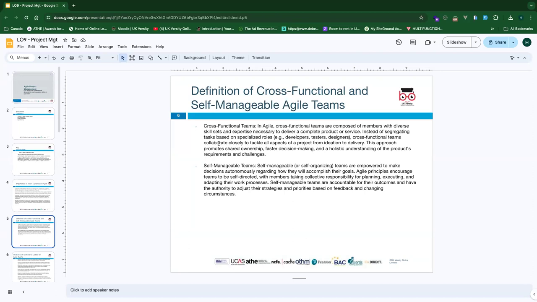So in this definition, everybody comes together. Either you're a developer, a tester, or a designer, you don't talk about that. Everybody collaborates closely, and then they work on the problem. So a developer can also be a tester, and the tester can also be a designer. Everybody comes together to work on that project. This approach promotes shared ownership, faster decision making, and a holistic understanding of the product requirements and challenges.